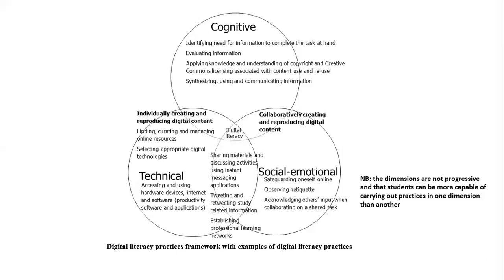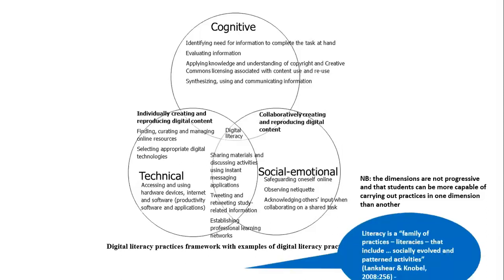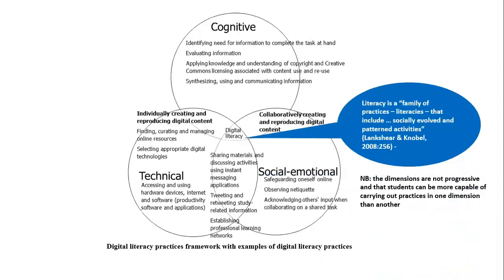And then also the social, emotional dimension, which is really looking at someone and how they safeguard themselves online and how they observe the netiquette and how they engage with other people. And this very last point, which was also from my research, is that it's important for people to acknowledge other people's input. So if students are working on a shared task, if they're collaborating, it's really important, even if you're not going to use someone else's contribution, to acknowledge their input. And so you're always working in a friendly manner.